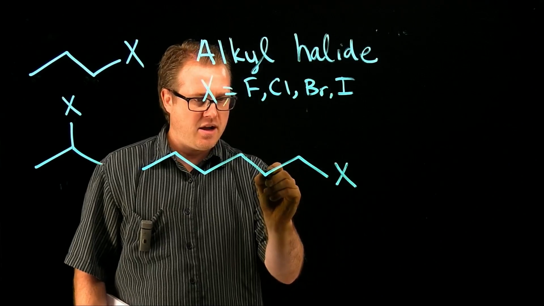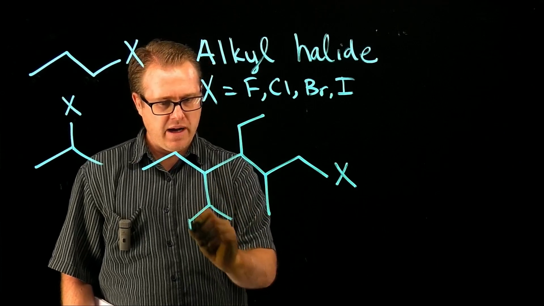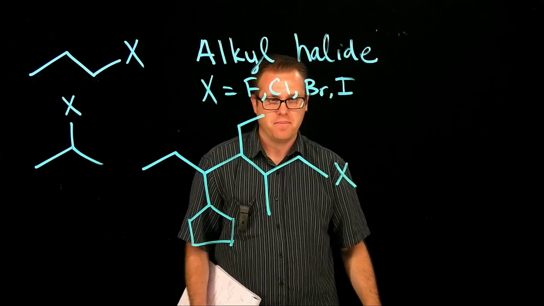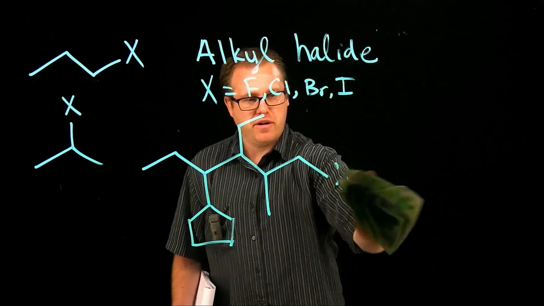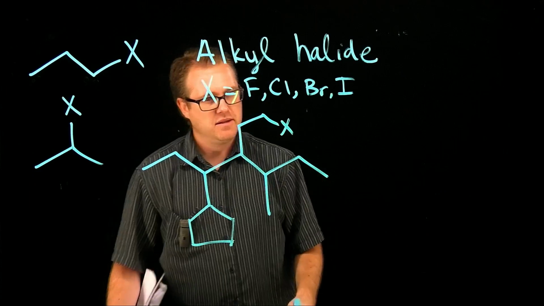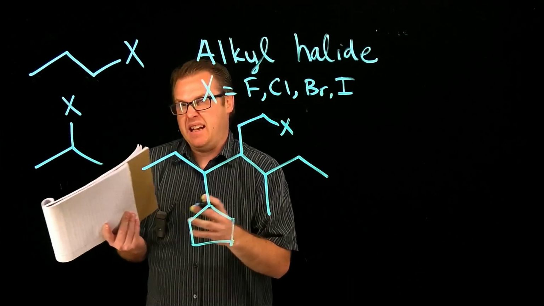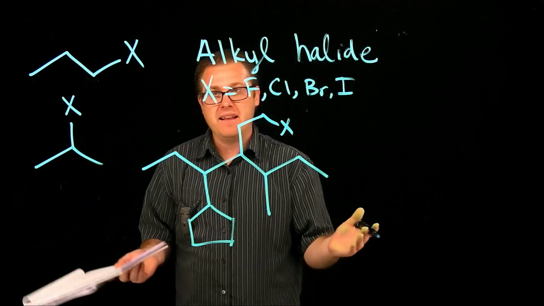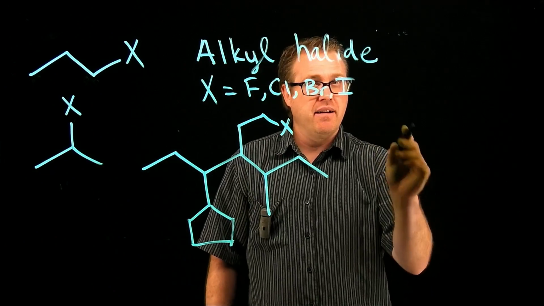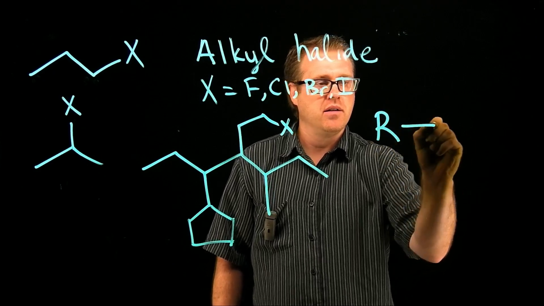I could even tack on some other groups. I could even tack on, let's say, a ring. So this molecule right there is an alkyl halide. Just for good effects here, what if I put that halide right there? That is an alkyl halide. So how can you represent basically an infinite amount of alkyl halides? How can you memorize it? Well, the generic form of an alkyl halide looks like this, RX.